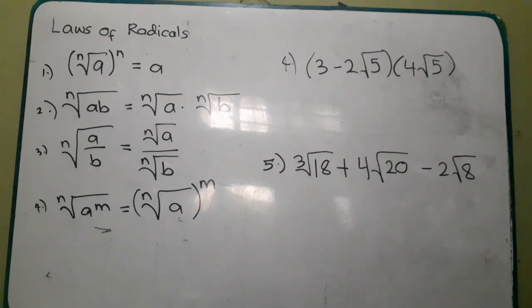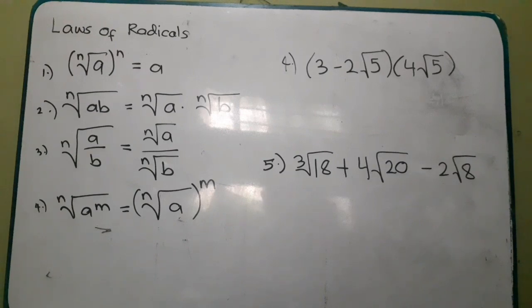And then, number 2, nth root of ab. So, pag ingana ang form, pwede na ma-breakdown into nth root of a times nth root of b. Next is the nth root of a over b. The same with number 2, pwede naman siya ma-breakdown into individual radicals. That would be nth root of a over nth root of b.